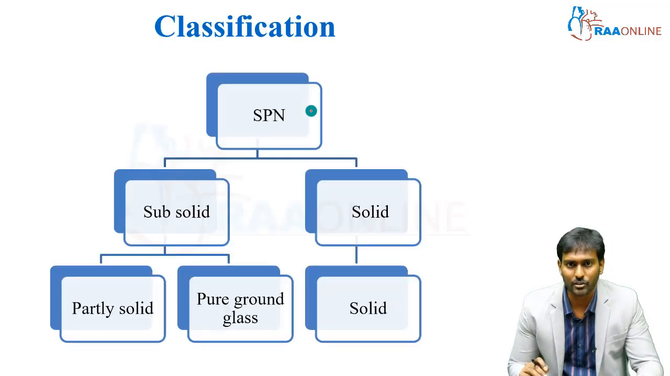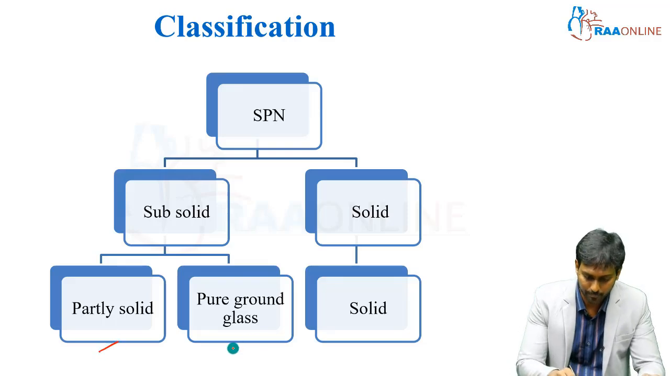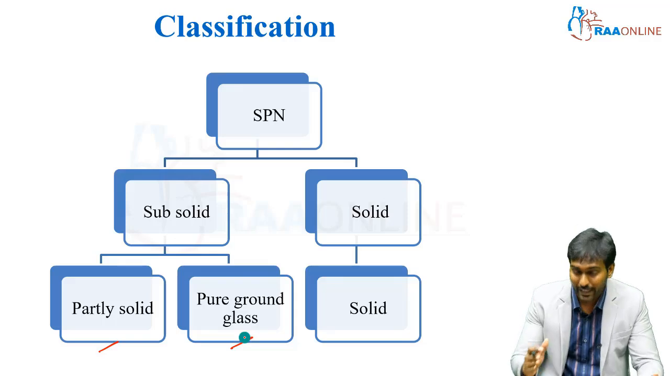So basically, a solitary pulmonary nodule is divided into mainly 2 types. It can be subsolid or it can be solid. Subsolid can be further divided into 2 types, that is partly solid and pure ground glass type. I'll tell you why it is divided.